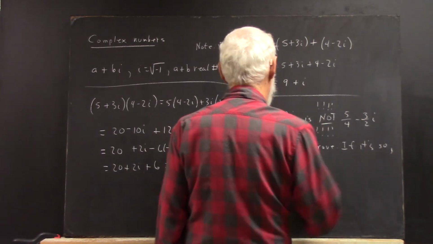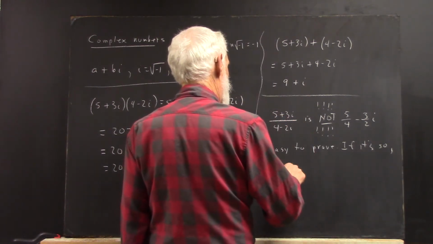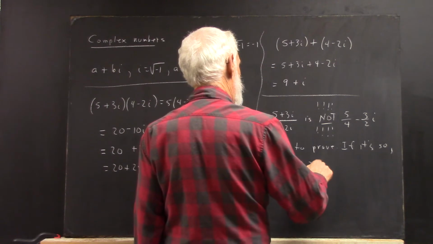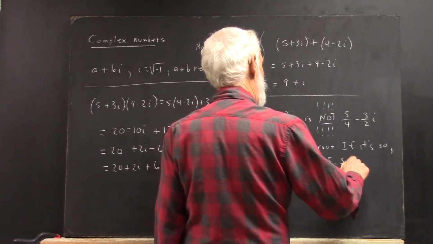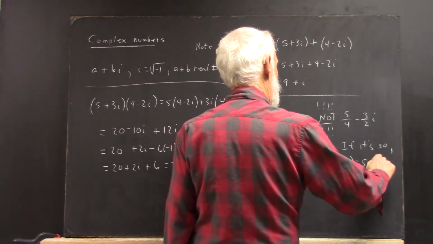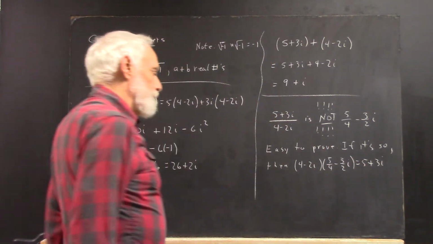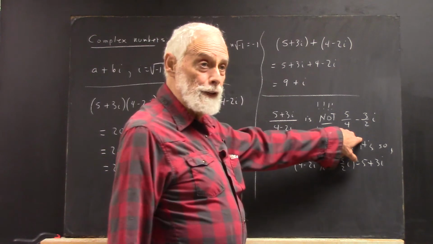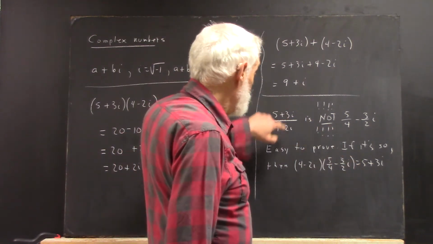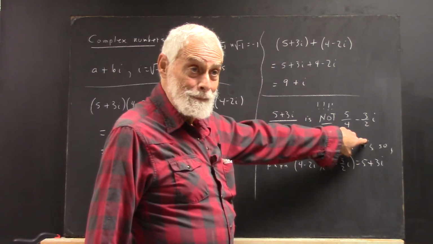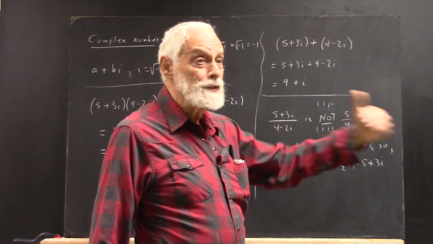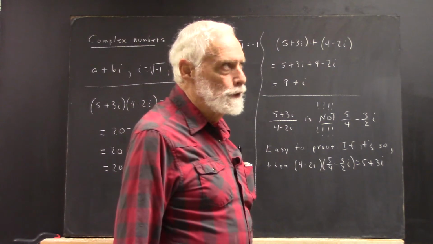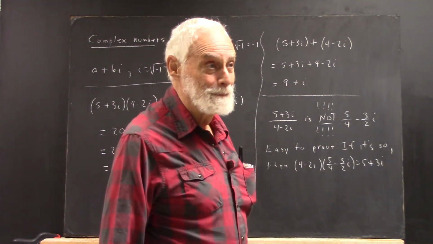If this divided by this equals this, then this has to equal this times this, right? Like 6 over 2 is 3 because 2 times 3 is 6. Okay?